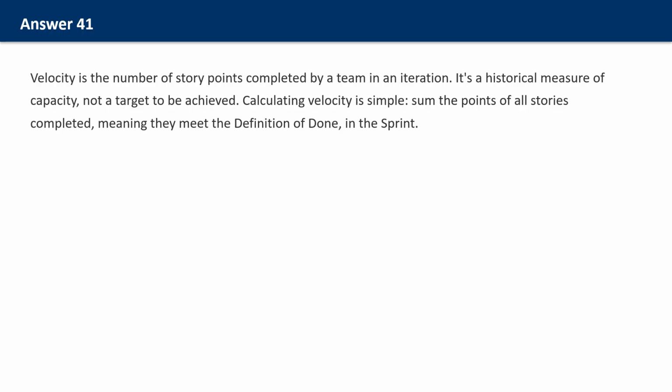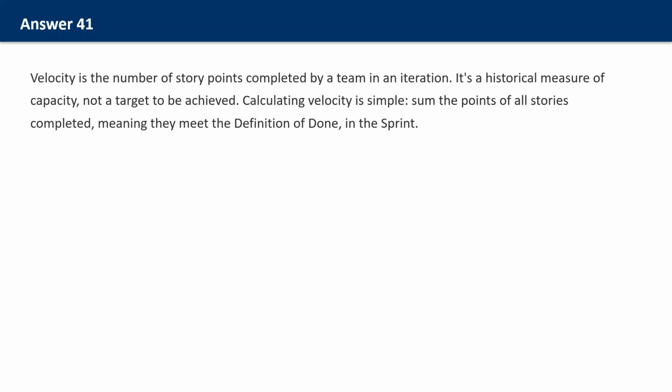For exam scenarios, a critical rule is that velocity is unique to a team. Never compare Team A's velocity to Team B's velocity. If Team A completes 20 points per sprint and Team B completes 40, this does not mean Team B is twice as productive. Team B might estimate more generously, including less complexity per point. Velocity is calibrated to the team that generated it.